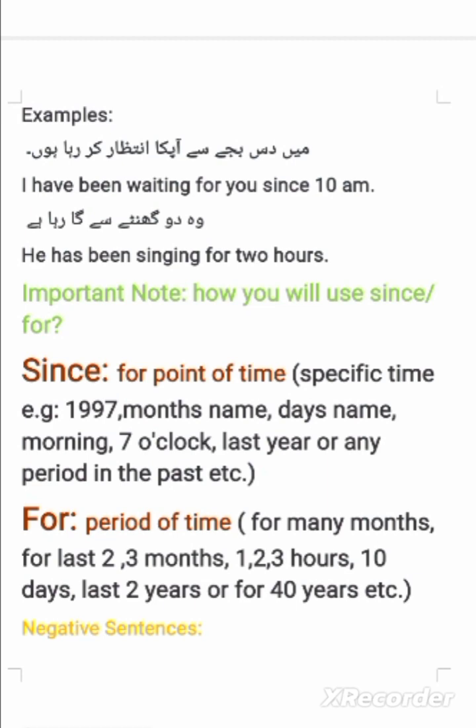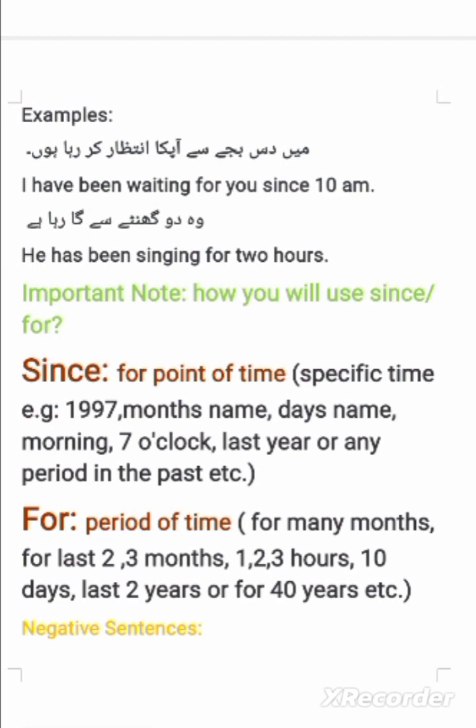But as you can see in the for, okay, let's talk about the for, how you will use for. So for you will use with the period of time. All right, for example for many months, as I already explained about it. Okay, for last two months, for last 3 months. And for 1 hour, for 2 hours, for 3 hours. All right, and for 10 days, for 12 days, you can see. And also for last 2 years, for last 40 years, or only for 40 years, you can see.